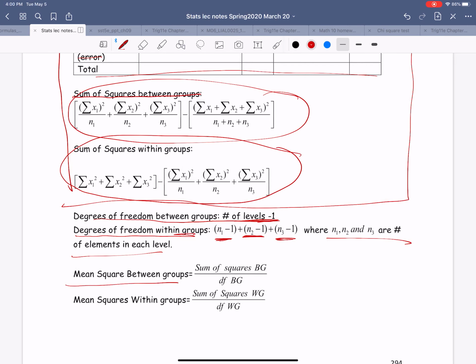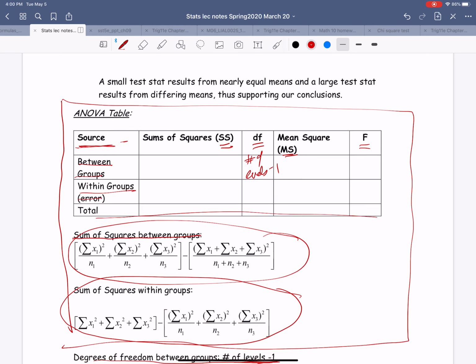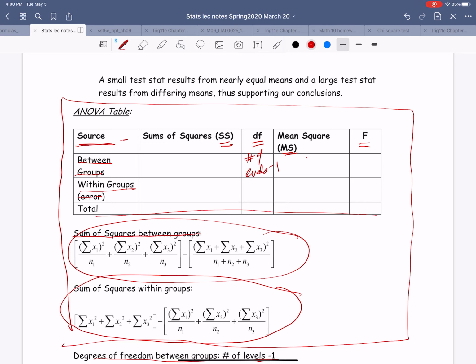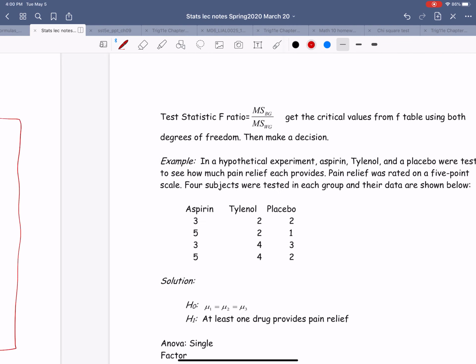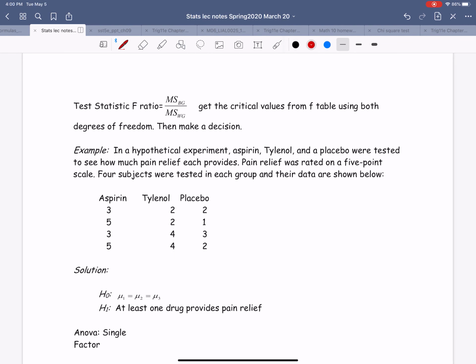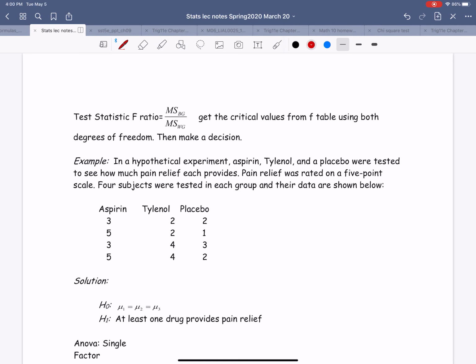Mean square between groups is calculated by sum of squares between groups over degrees of freedom between groups. So to calculate the mean square, we would have to do sum of squares divided by degrees of freedom. Same thing here, sum of squares within groups divided by degrees of freedom within groups. That's how we find the mean square within group. Once we have the mean square between group and mean square within group, we calculate the F ratio. This is our test statistic.